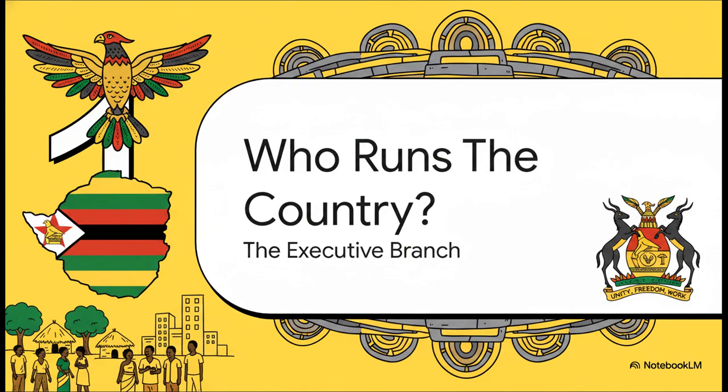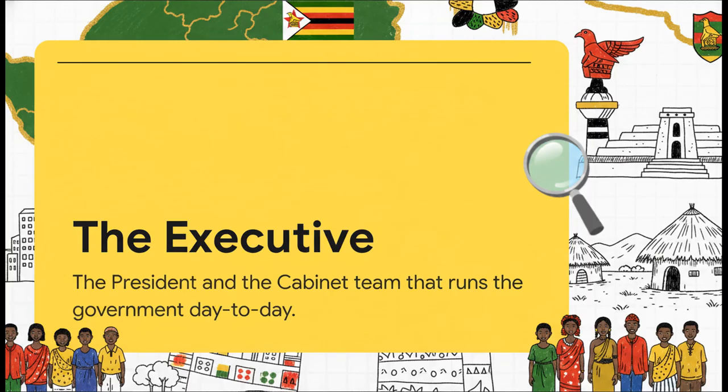Who runs the country? So, when you read Chapter 5 of the Constitution, you're going to see the word executive pop up a lot. Don't let it confuse you. The executive is literally just a formal word for the president and the special team of people that helps run the government day to day. That is it. It's basically the management team of Zimbabwe.